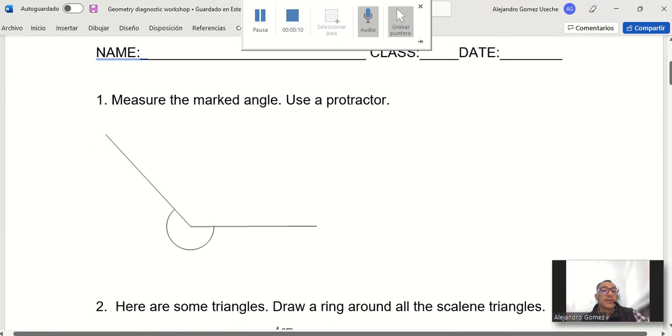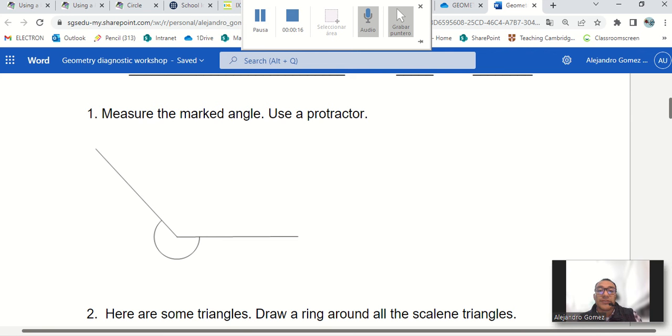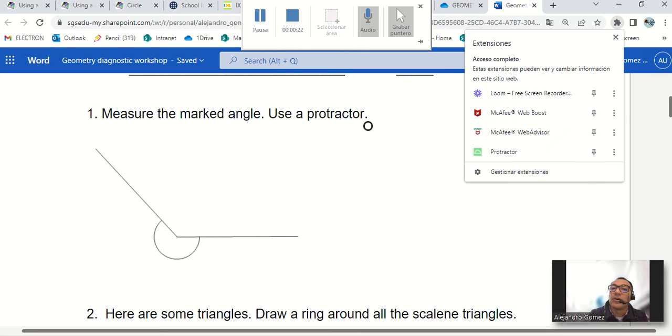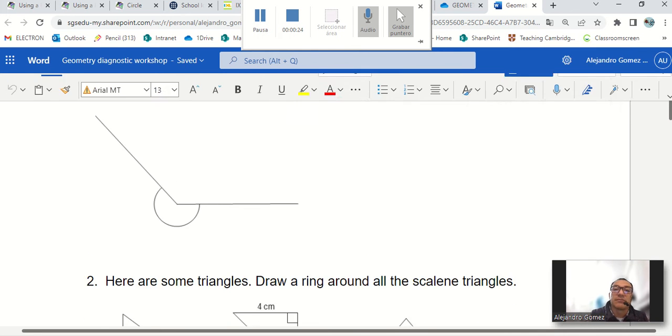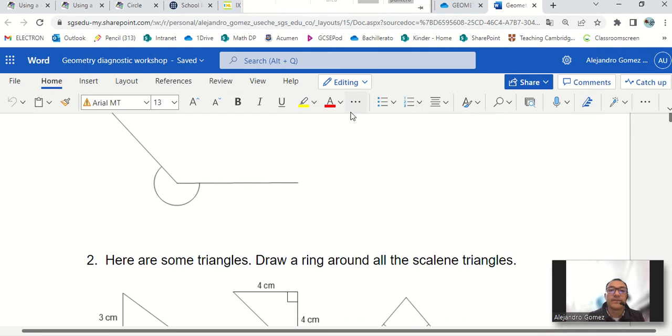So we want to begin and go a little bit beyond what we did in class, of course. Then we are going to go straight to the point. So check this out. What we want to do here is to open this extension. Let me hide this, please.